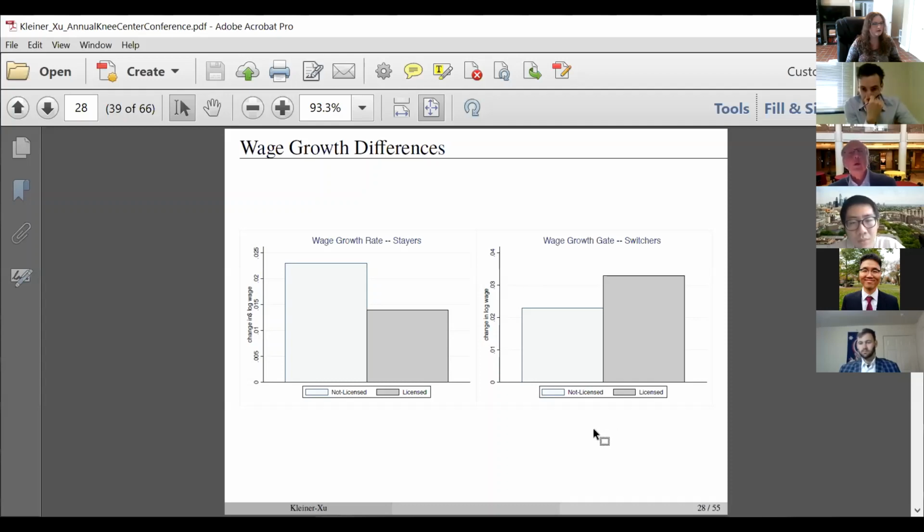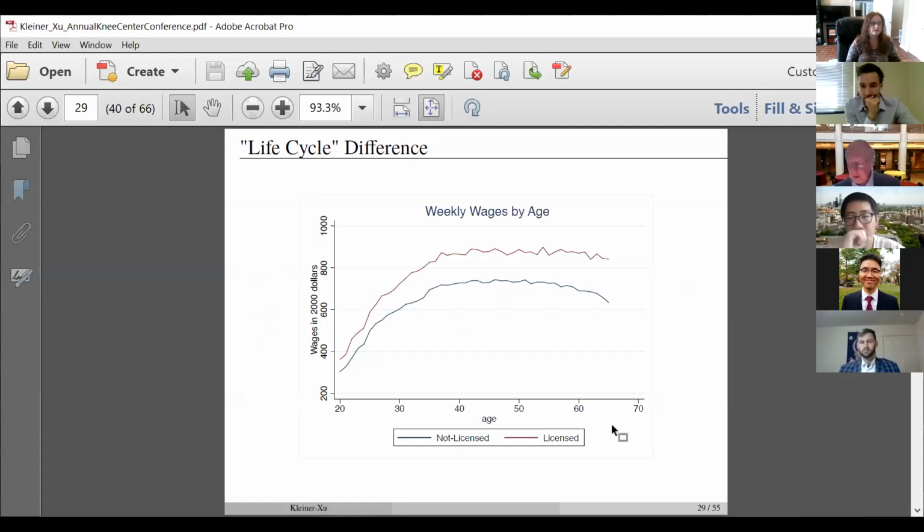In an earlier paper I did with Maury Gittleman, where we looked at switchers in the NLSY, we found results very similar to this. Unfortunately, with the NLSY, we weren't able to have licensing attainment. It was only moving into an occupation that's covered by a license. This data, I think, is better because you look at whether someone actually attained an occupational license. So we find those people who switch gain who are in license.